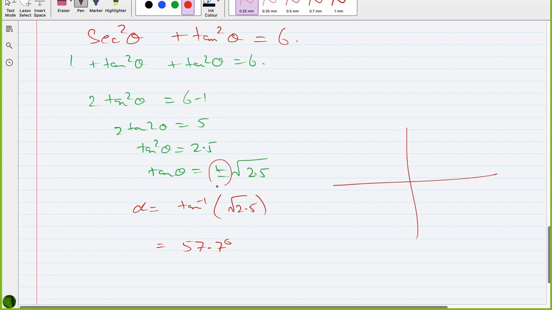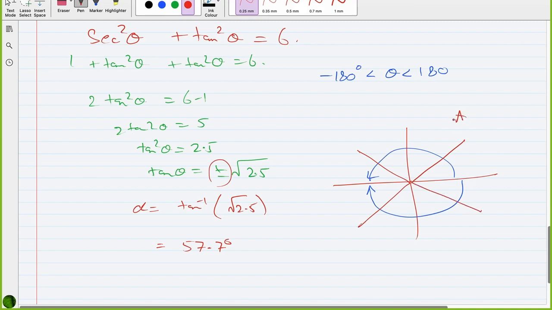Now we know that theta can be both positive and negative, so it can lie in all the quadrants, but we will always be given some domain, some limit. Suppose the domain is negative 180 degrees is less than theta and theta is less than 180. So we have these two cycles in which we can answer, and theta is positive and negative, so it lies in all 4 quadrants, which is add sugar to coffee: all positive, only sine positive, only tan, and only cos positive.